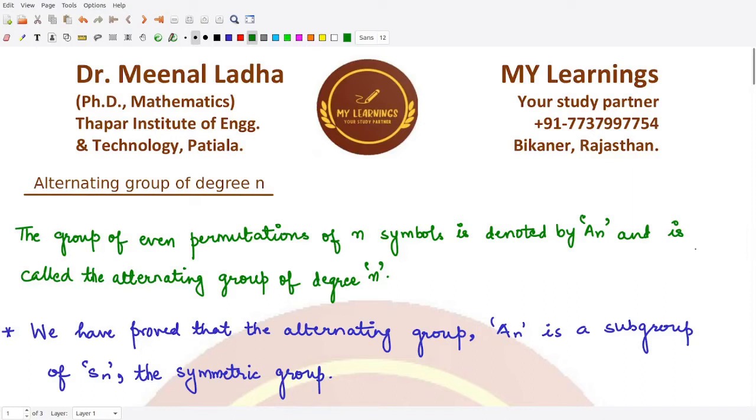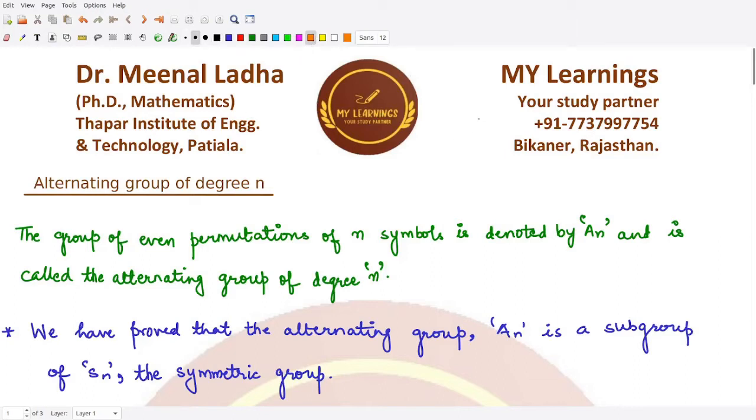Now in the previous video, we have already seen that we may list all the even permutations of the given permutation group and we can collect them, and that particular set forms the subgroup of that permutation group, right? This thing we have already studied.